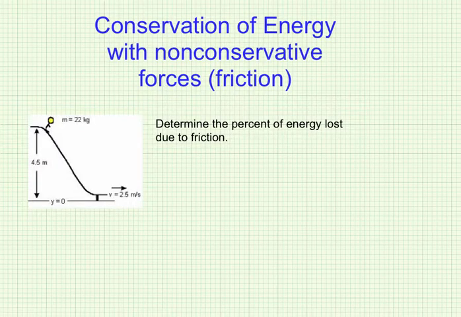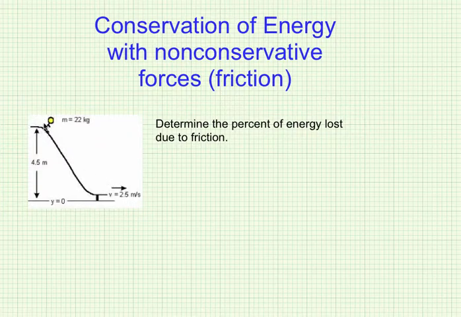Today we're going to take a look at a conservation of energy problem, but this time with non-conservative forces. And all that means is what happens if friction is involved. And so we've got an example: here's a child on a hill, let's say he's sliding down a hill.